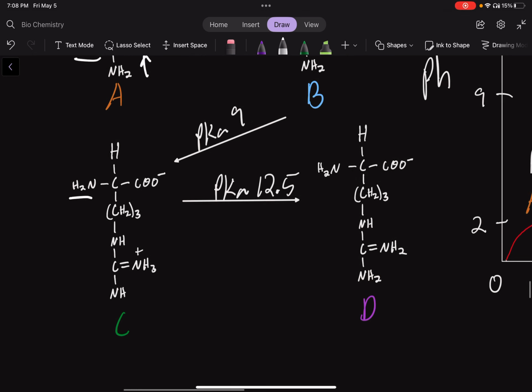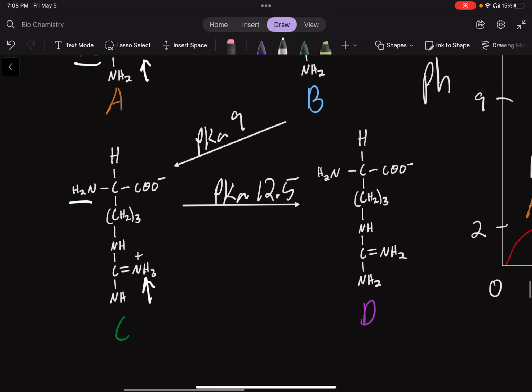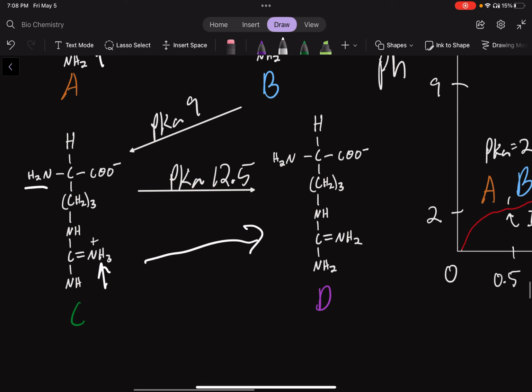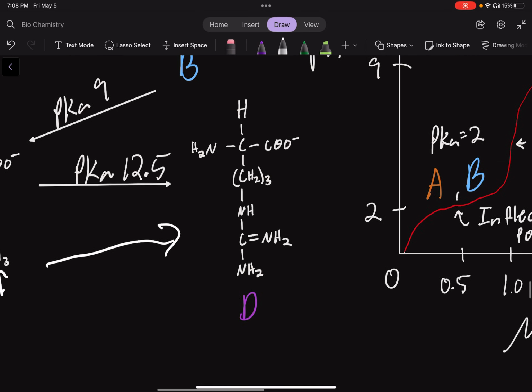And the last molecule to be deprotonated, this amine right here, is the one with the highest pKa value, and it's the furthest away from the alpha carbon. We go past pKa 12.5 and we get form D, and D form is the fully deprotonated molecule.